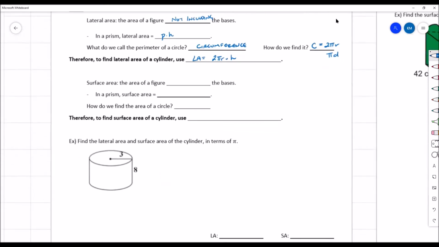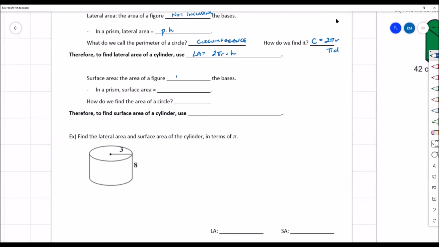Okay, the surface area of a figure includes the bases. In a prism, the surface area was the lateral area plus 2 bases. How do we find the area of a circle? Remember that B stands for the area of the base. Area of a circle is pi r squared. Therefore, to find the surface area of a cylinder, we can use the formula surface area equals lateral area plus 2 times pi r squared.